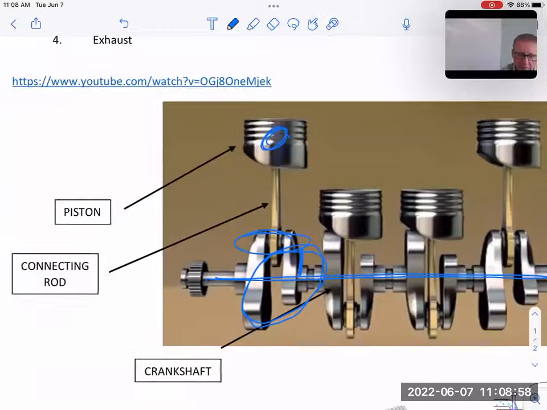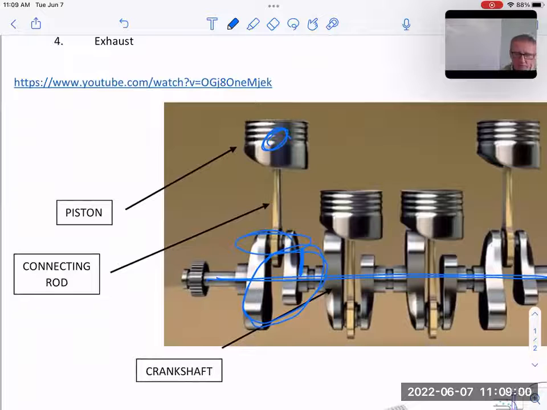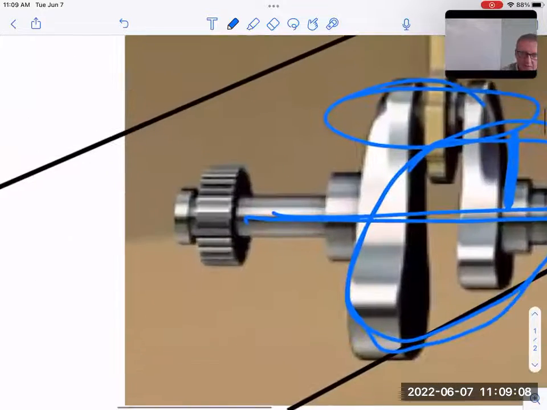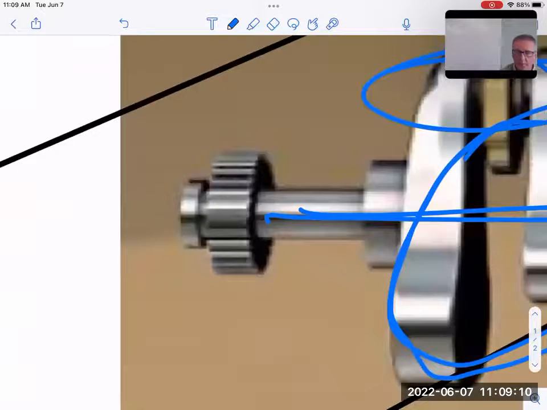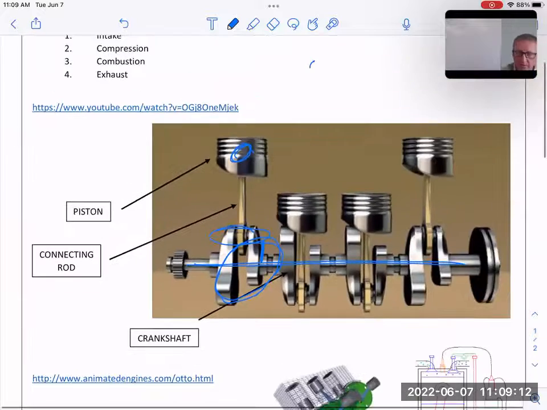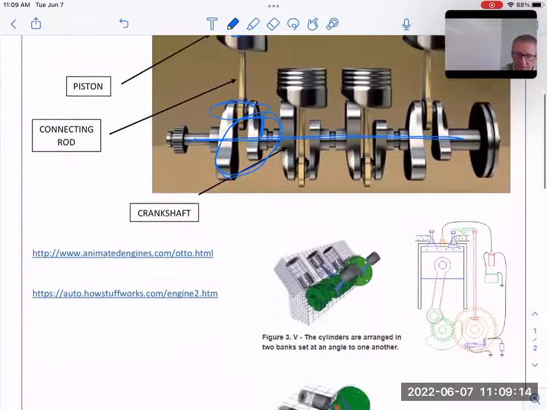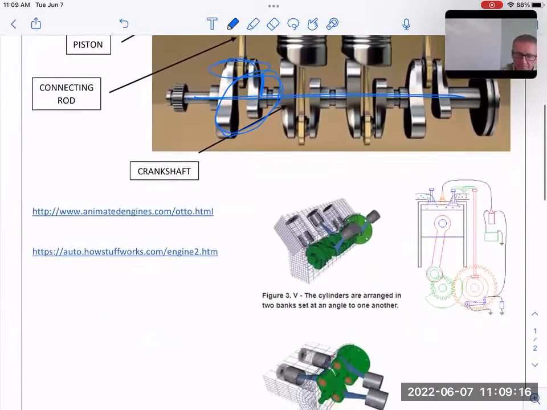So it's just cool to know the terminology: piston, connecting rod, crankshaft. In the end, the piston moving thanks to the connecting rod is going to cause the crankshaft to rotate. And then you can see the gear over there on the side, and that's going to work its way back, just like the gears on a bike in a sense, back to the back of the car.